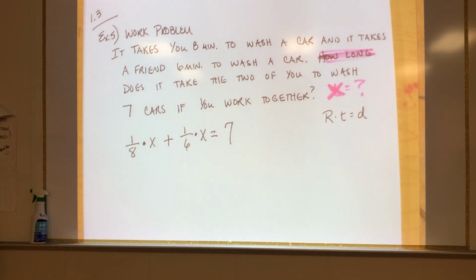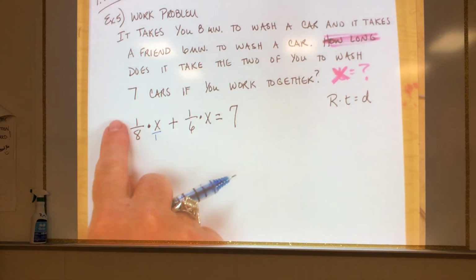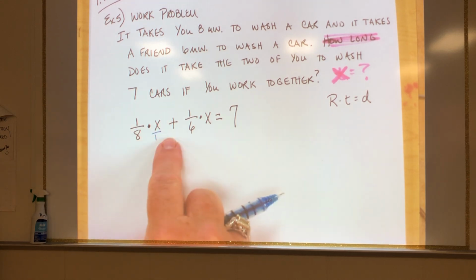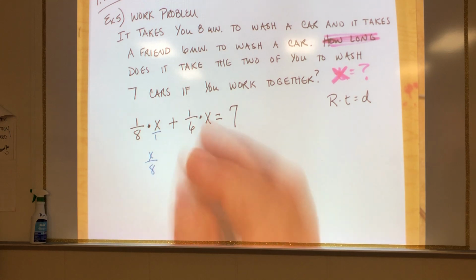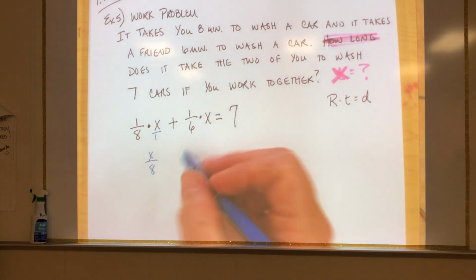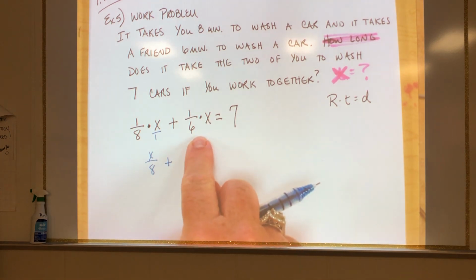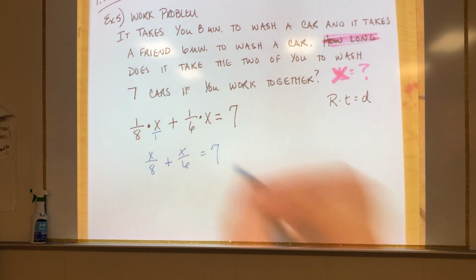All right. So the next thing I'm going to do is rewrite this equation. I'm going to put that over a 1, and I'm going to multiply top times top and bottom times bottom. So I'm going to really write this as x over 8. That's the same thing as 1/8 times x. Plus, what does this one become? X over 6. Yeah, x over 6 is equal to 7.